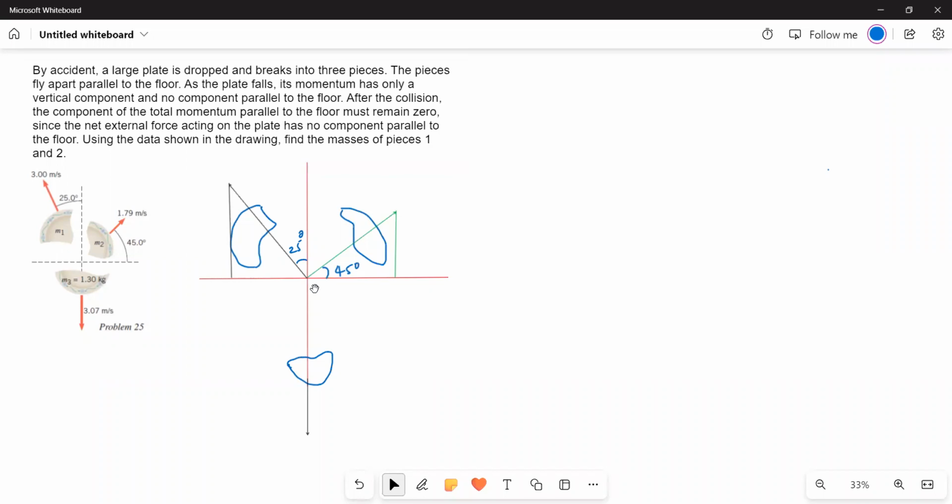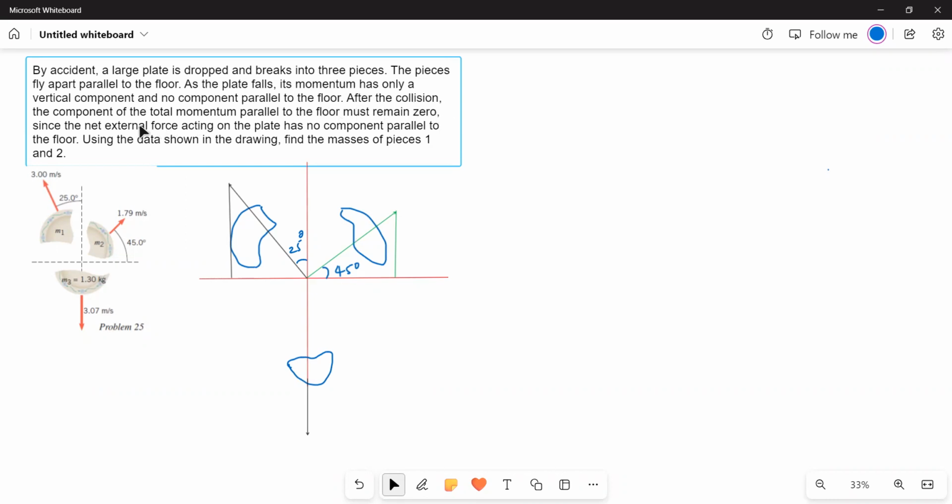This problem is based on the law of conservation of momentum. Let us see what is the problem. By accident, a large plate is dropped and breaks into three pieces. The pieces fly apart parallel to the floor. As the plate falls, its momentum has only a vertical component and no component parallel to the floor.